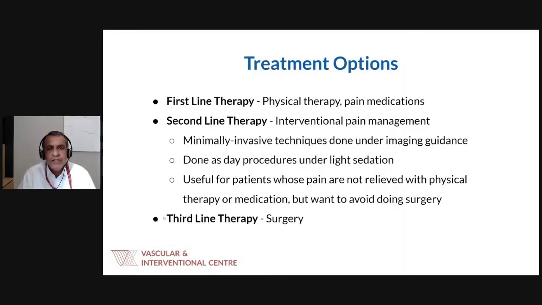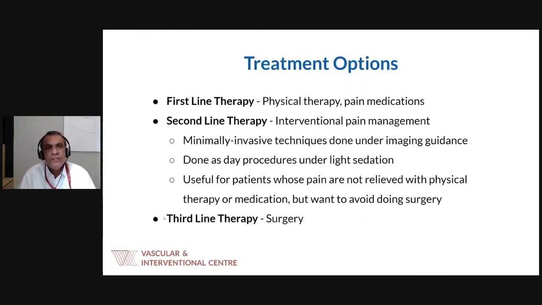Second line treatment is interventional pain management. These are done as day surgery procedures, generally either totally awake or under IV sedation or a light sedation. Basically needles are used to treat these conditions, and they're useful when even after a few weeks of physical therapy and after medication, the pain is still not gone. And this is like the intermediate line before going for surgery.